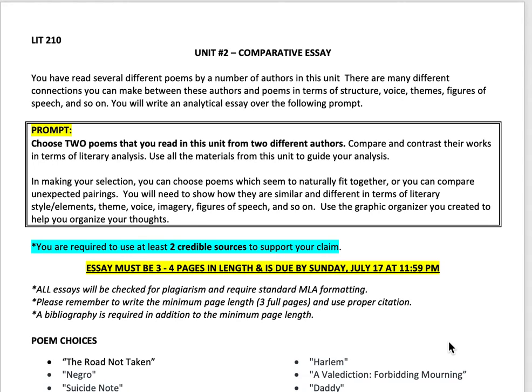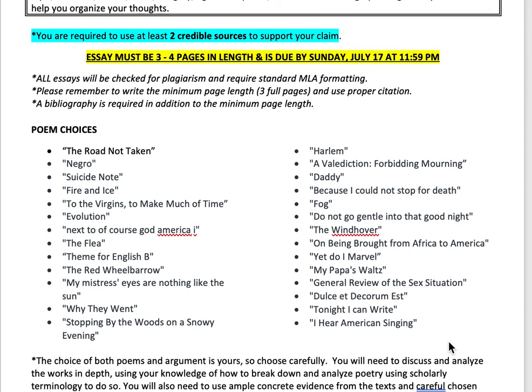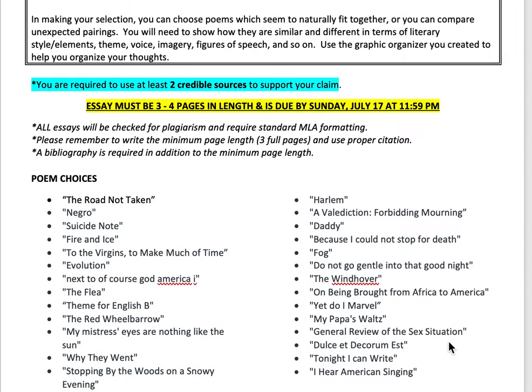You're going to choose two poems that you read from this unit from two different authors. Compare and contrast those works in terms of literary analysis. Use the materials, obviously, to guide your analysis. You can choose poems that seem to naturally fit together, or you can compare poems that maybe don't seem to naturally go together. The choice is up to you.